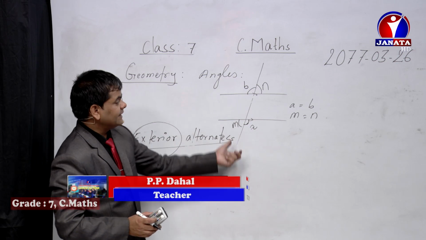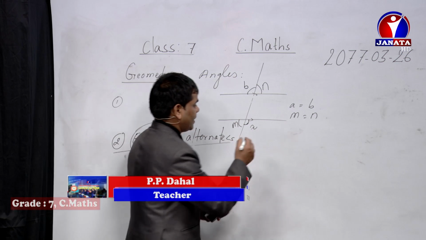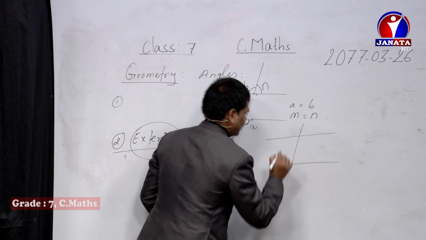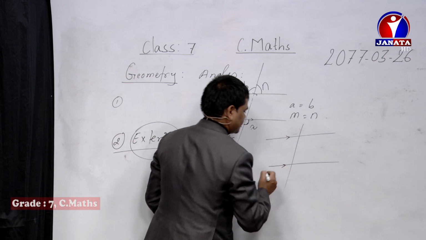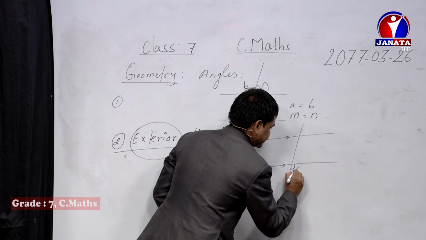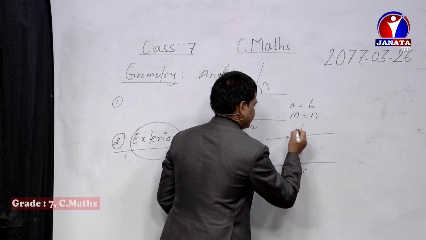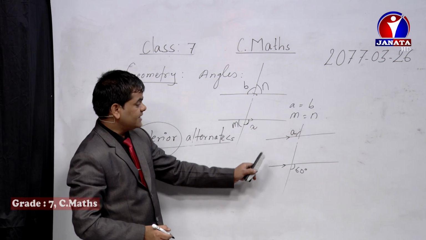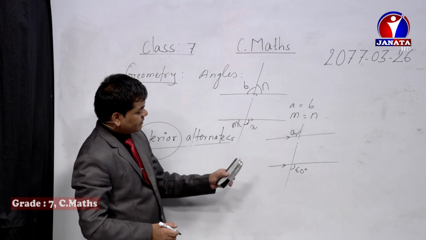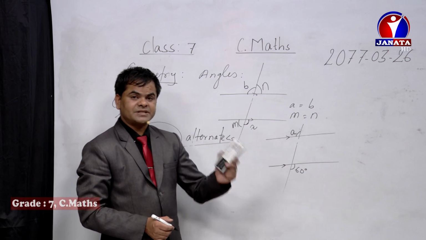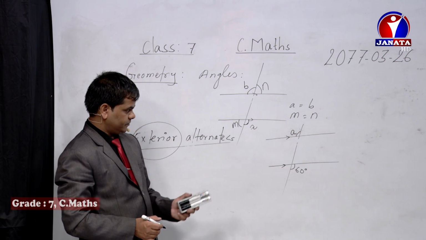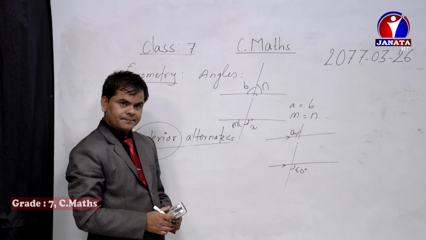So by taking this concept, I am going to give you one question, do it by yourself. What will be the value? Suppose these two lines are parallel to each other, and here is 60 degrees. What will be the value of A here? Do this question later, but just now copy the question. Later, after the completion of this class, you can solve this question. What will be the value of A?